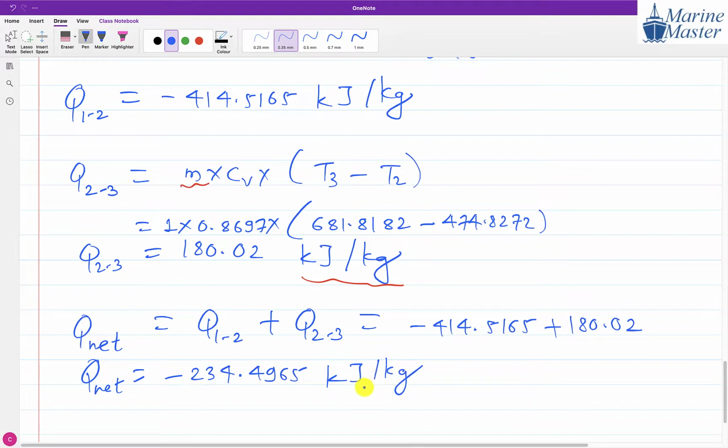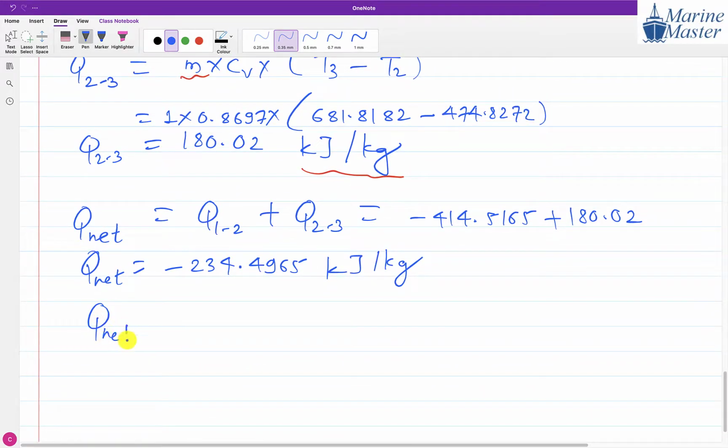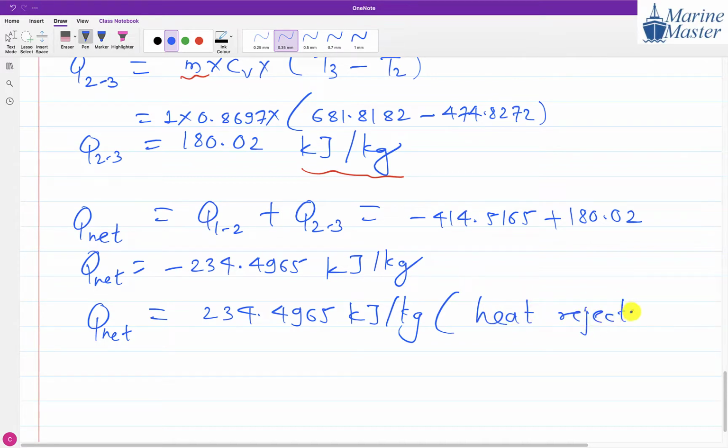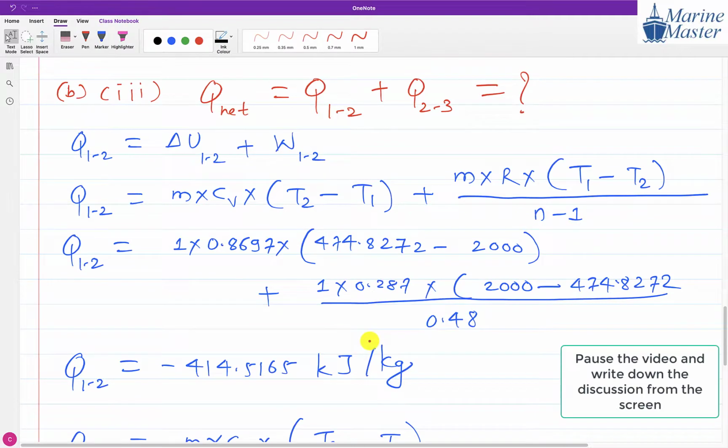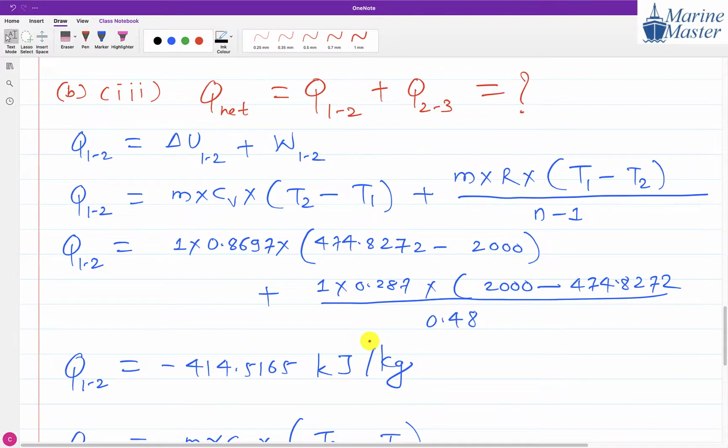And we already discussed, whenever we get a minus value, we write it as rejected, a positive value. Heat is rejected, so we will write down heat rejection and the value. So please write down this discussion.